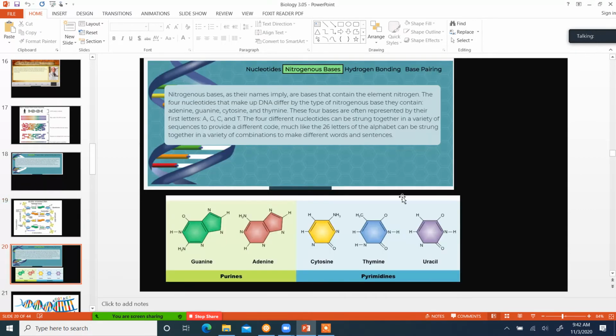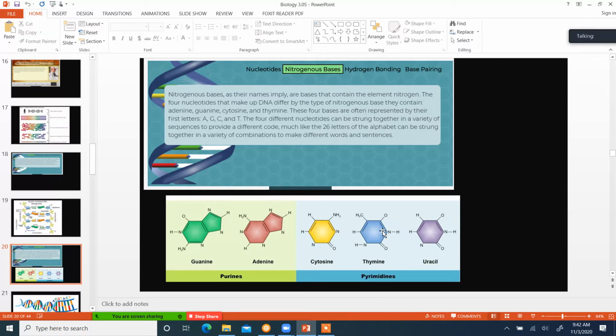All right, so nitrogenous bases. We talked a little bit about this. You have purines, the large ones: guanine and adenine. And then you have the smaller ones, cytosine and thymine in DNA.